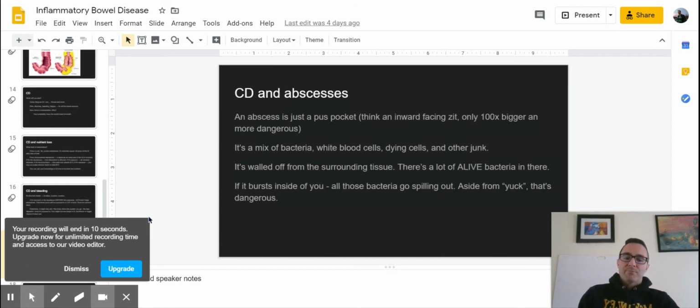And once my 5 minutes come back here, let's talk about abscesses, because this is the part that can get really, really painful.